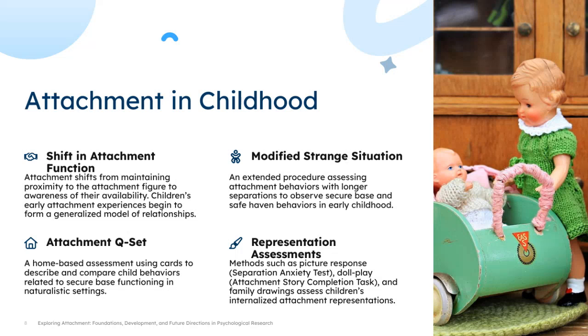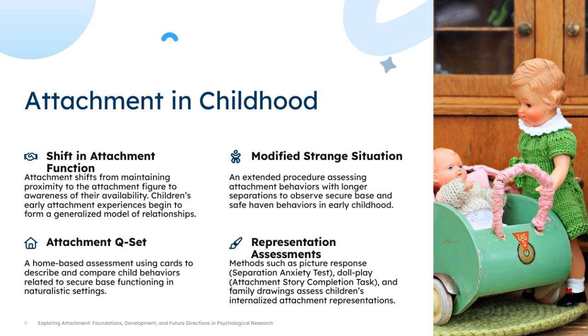As children grow, their attachment evolves from simply staying close to a caregiver to becoming more aware of the caregiver's availability, even when they're not physically present. This shift marks the beginning of how children form mental models of relationships based on their early experiences. To understand these changes, we use several key assessment methods.